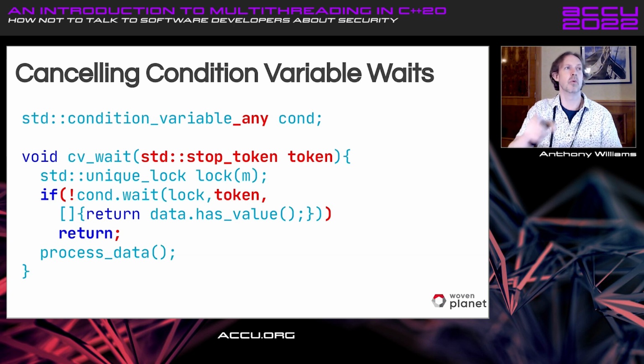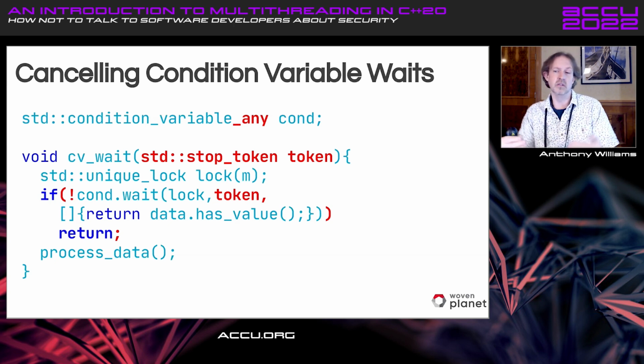And now it returns a Boolean, and that tells you whether or not your predicate returned true. And obviously if it returned false, then that means that I had to exit this loop because somebody asked me to stop, rather than because the data was ready. And so at this point, in this particular case, I'm just saying, okay, fine, I won't process the data, I'll just return. You could do something else, depending on what you want to do in response to a stop request.